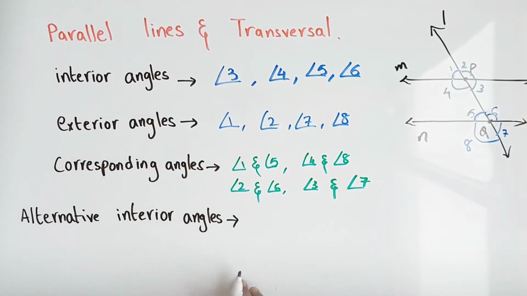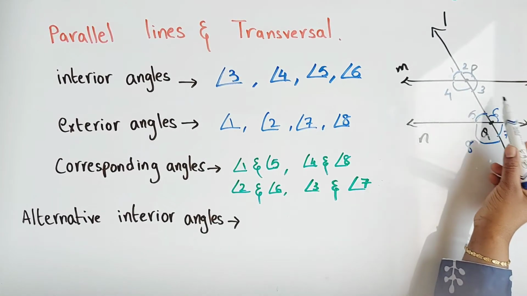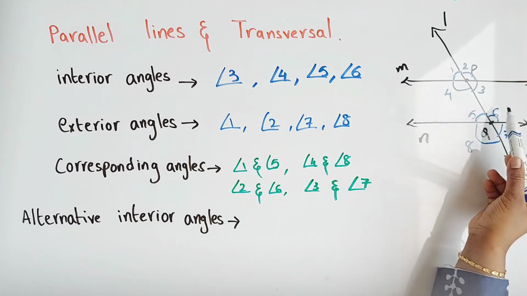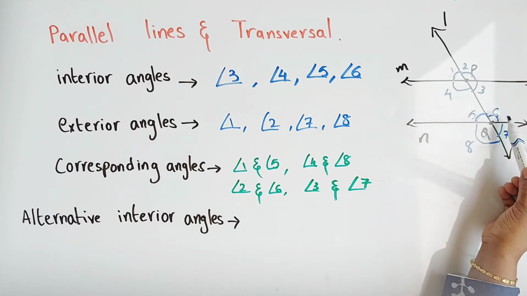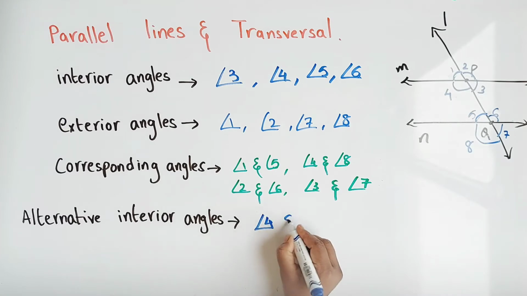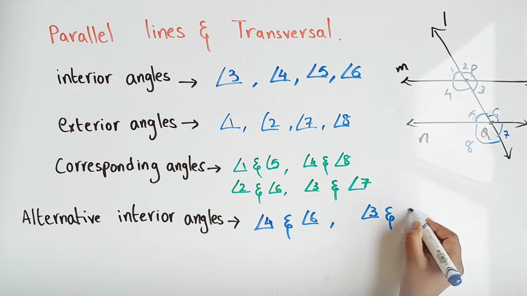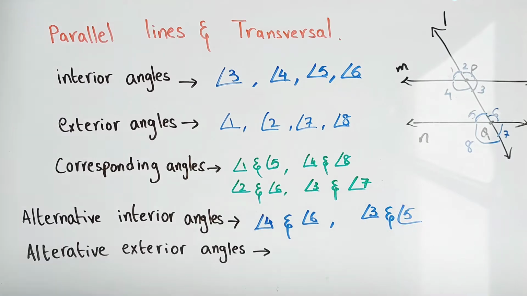Now alternate interior angles, children. We know interior angles 4, 3, 5, 6. These are all interior angles. Alternate means 4 and 6 one pair, 3 and 5 one pair. We will write here 4 and 6, 3 and angle 5.